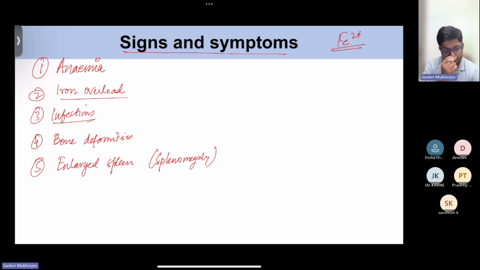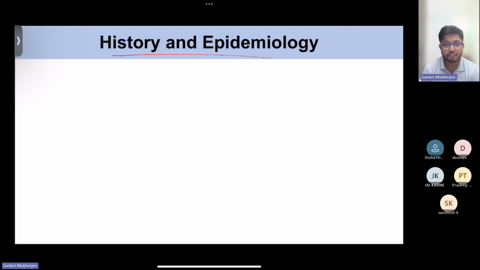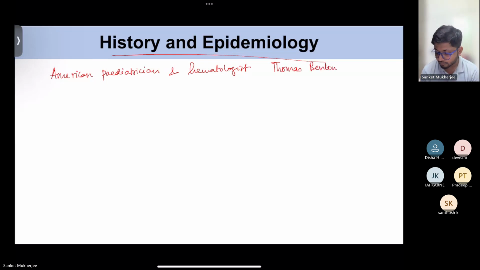So if we talk about the history, how was this discovered initially? It was first reported by an American pediatrician and hematologist, Thomas Benton Cooley, in 1925, right? He observed that the infant mortality rate in Italian and Greek immigrants was high, and symptoms like splenomegaly and bone deformation were observed, right? And he coined this term as erythroblastic anemia.